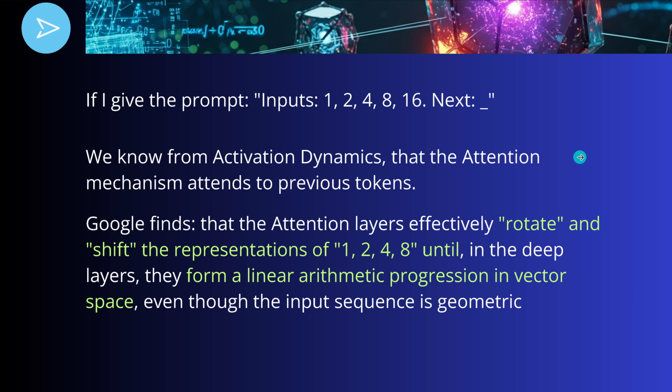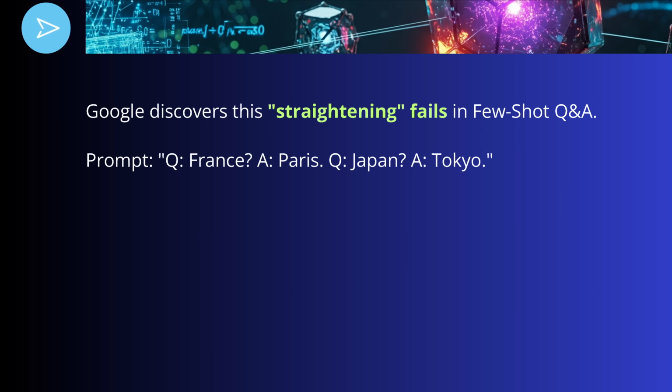This is a hint. This is something that makes the next generation of AI so much easier. And I know what you're going to say. Wait. You say, but I just looked at the study. And Google discovered in this new study that the straightening fails in particular cases. And those particular cases are now also important for in-context learning. Those are our few-shot Q&A. So, prompt, question France, answer Paris, question Japan, answer Tokyo. You know exactly that we are looking here for the capitals of those nations.